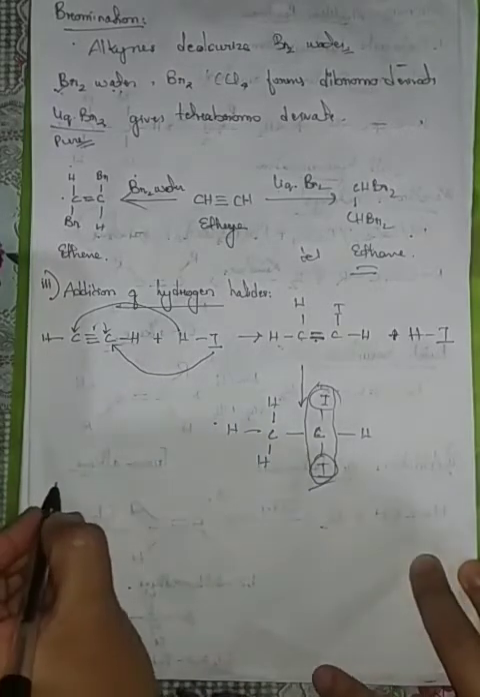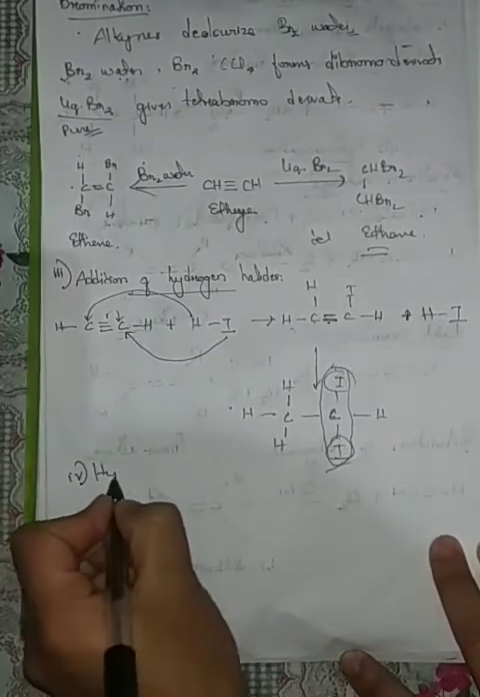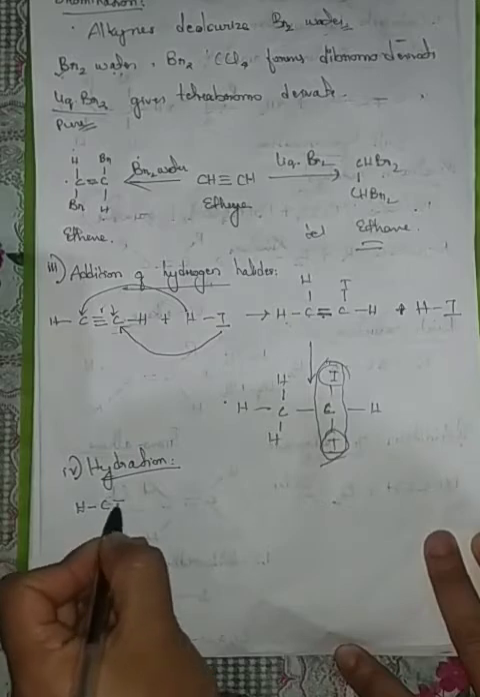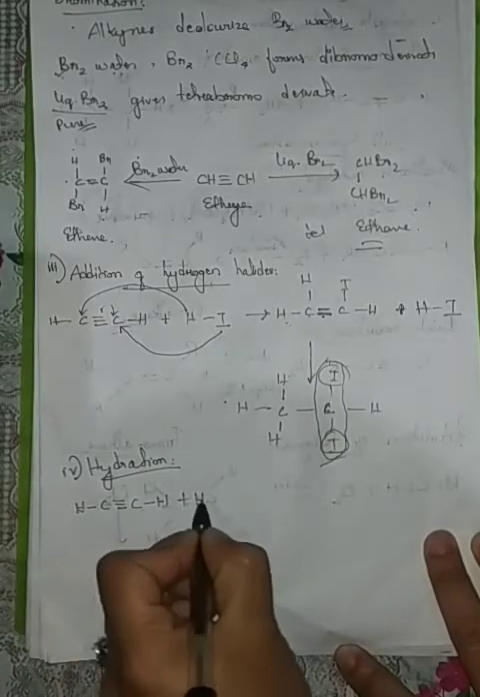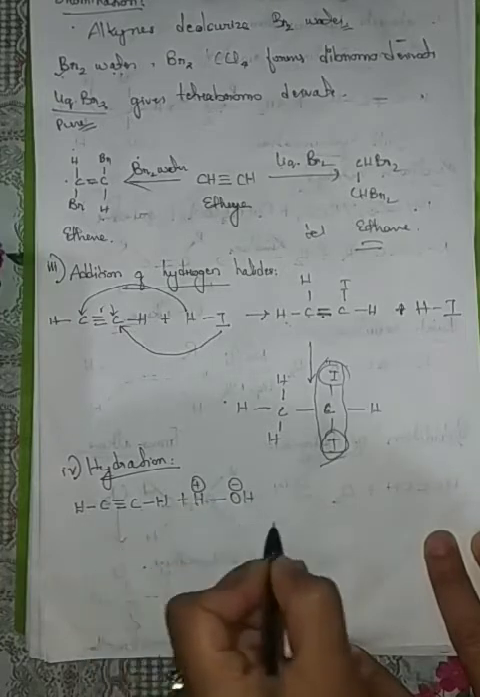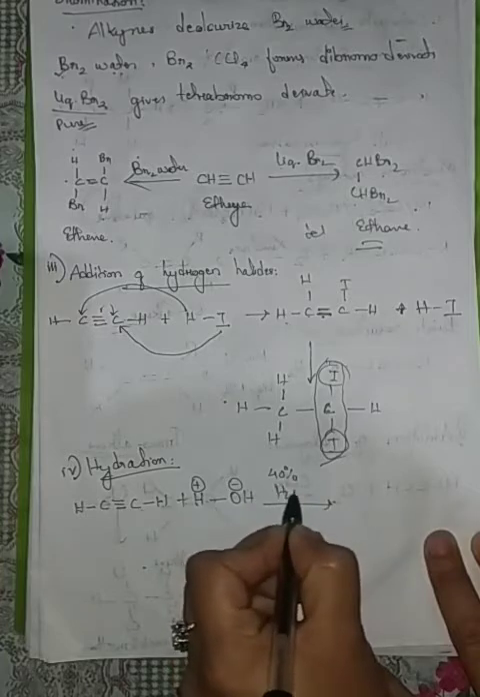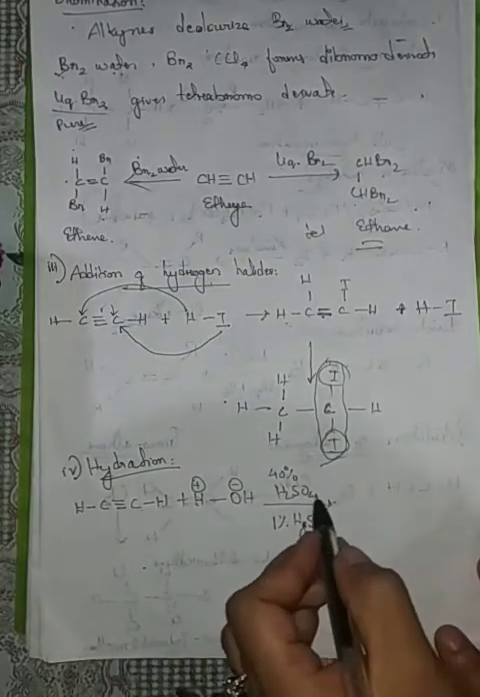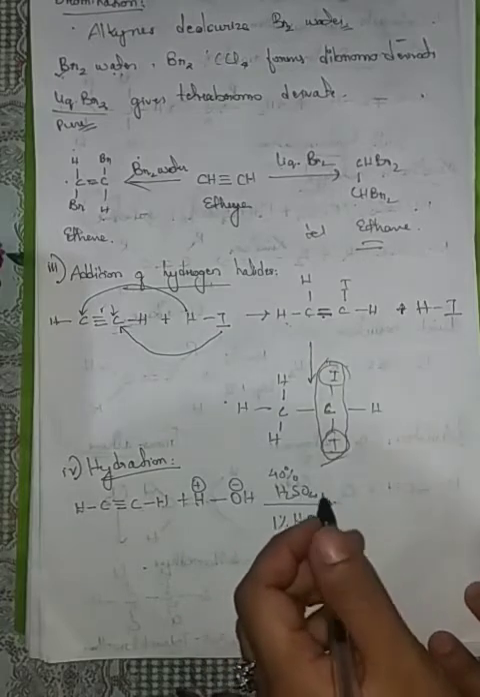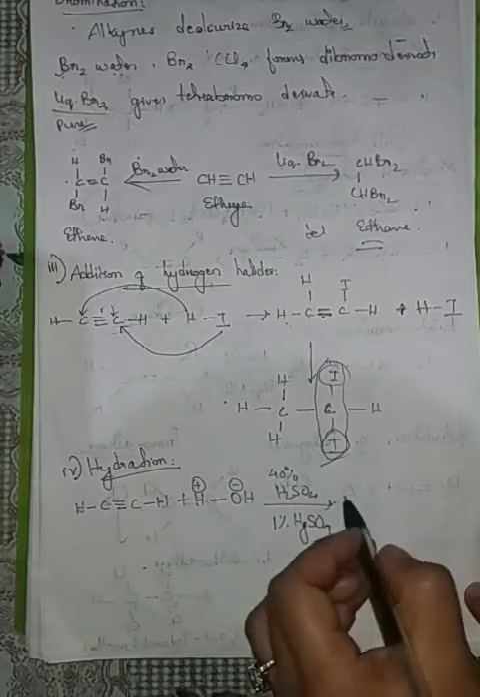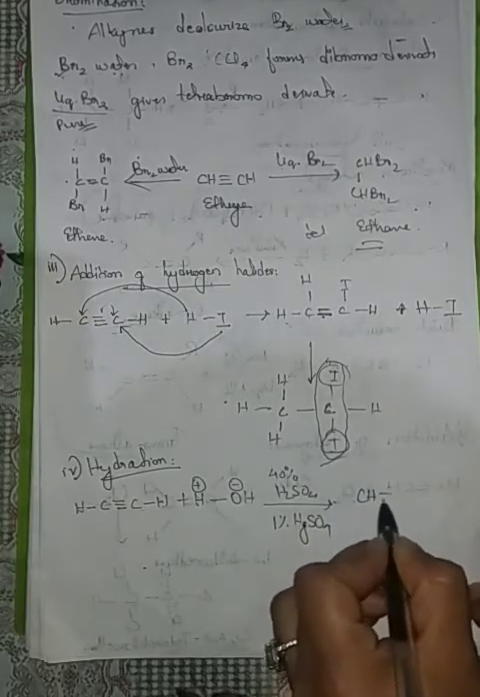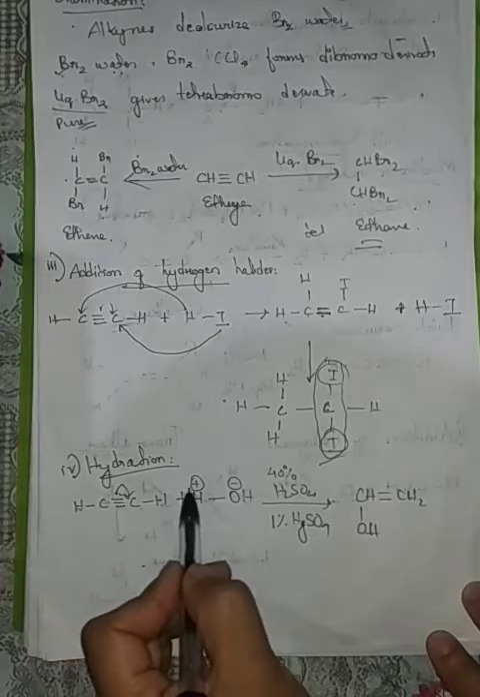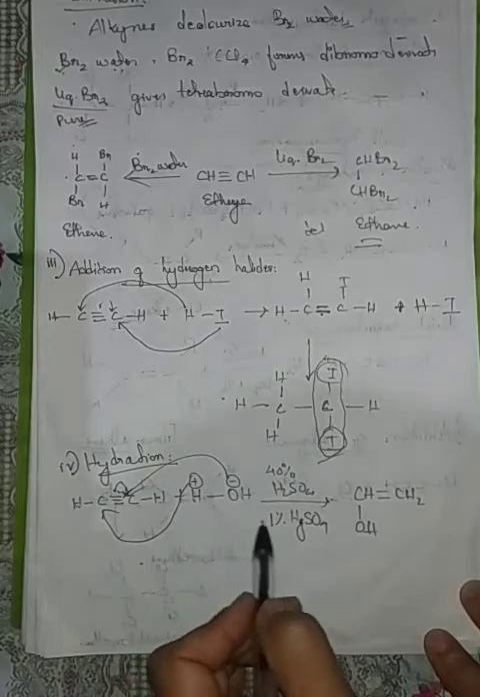Now, the last type of addition reaction is addition of water, or hydration reaction. Hydration means addition of water. Hydration of alkynes takes place with the addition of water, H2O. This is our negative part, this is our positive part. It takes place in the presence of 40% concentrated sulfuric acid and 1% mercury sulfate. The first product we get is an alcohol, CH double bond CH2, and then the OH would join here. If this goes up, this would attack here, and this would come here. In this way, an alcohol is formed.